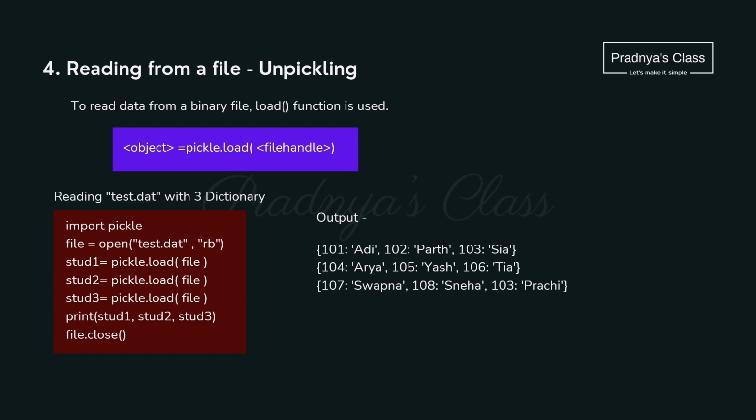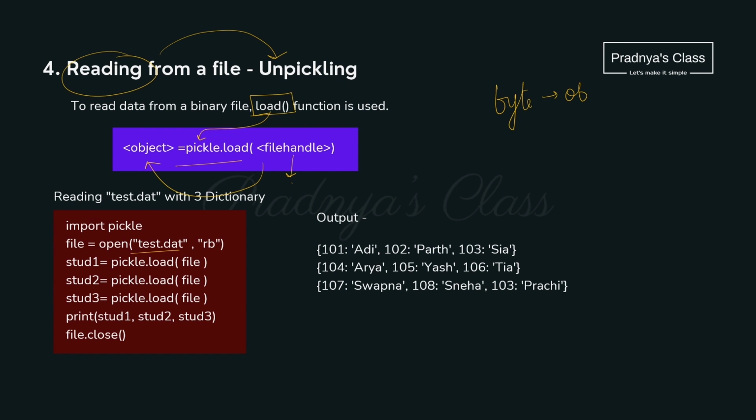Alright, now let's check out how to read data from the file. It is called unpickling, where byte streams are gonna convert to the object again. For that we will be using load function of the pickle module. Here is the syntax, pickle.load, and in bracket we are providing file handle, and that data we will be getting in the form of object.